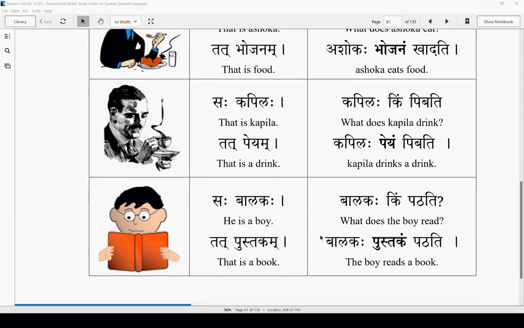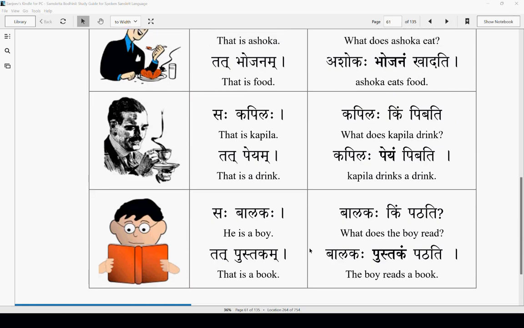Then Saha Kapilaha, that is Kapila. Tat Peyam, that is a drink. Kapilaha Kim Pibati, what does Kapila drink? Kapilaha Peyam Pibati, Kapila drinks a drink. Saha Balakaha, he is a boy. Tat Pustakam, that is a book. Balakaha Kim Pathati, what does the boy read? Balakaha Pustakam Pathati, the boy reads a book.